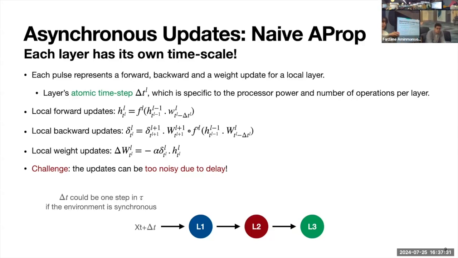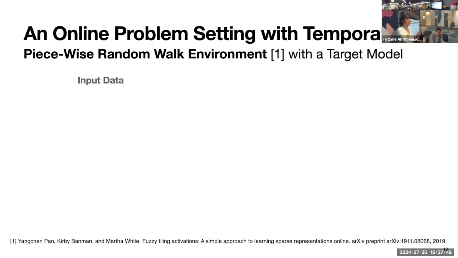What I do is take a neural network, run each of the layers on one independent thread, and then start training the network. So each layer is performing its own update. Now I want to see what happens. For that, I require a simple problem setting. The simple problem setting I'm using here is called piecewise random walk, which was introduced by Yang, Chen, Kirby and Martha in 2019. And it's actually a very beneficial problem setting.